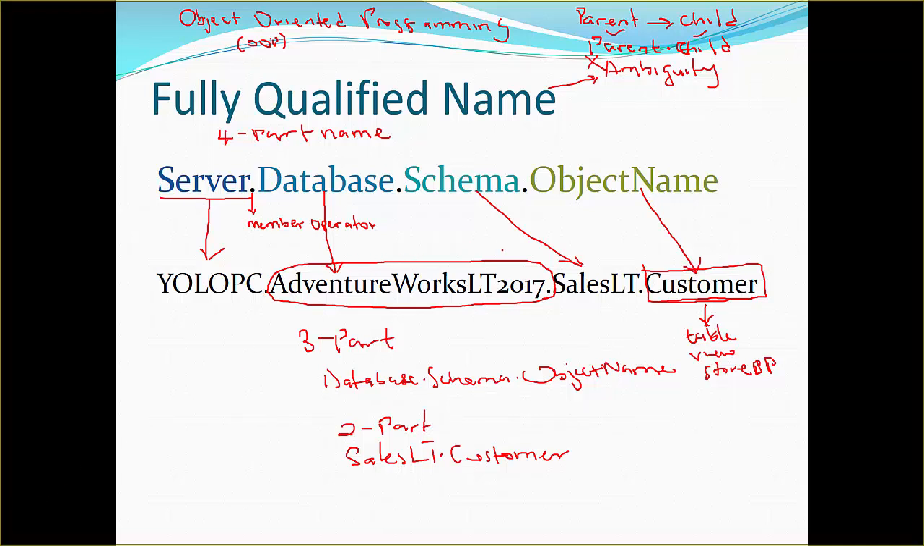Okay, so up till this point, we know what the server is, we know what the database is, but what is this schema that we keep talking about? And actually, we know what the object is. We said the object's name could be a table name, could be a view name, could be a stored procedure name. So that's clear. So what's this schema that we keep talking about? What does it mean, and what does it do?